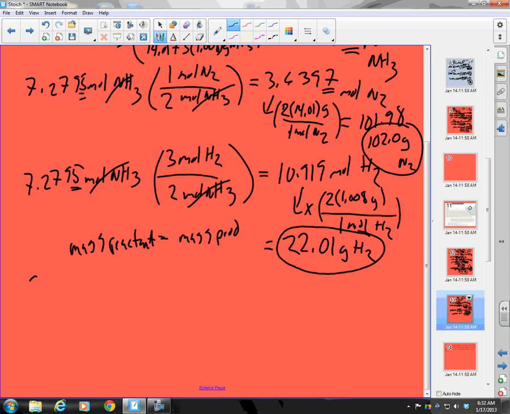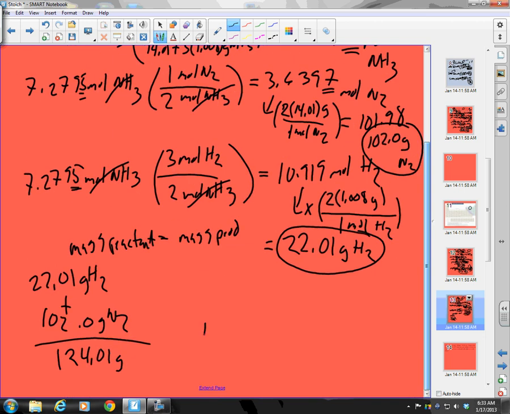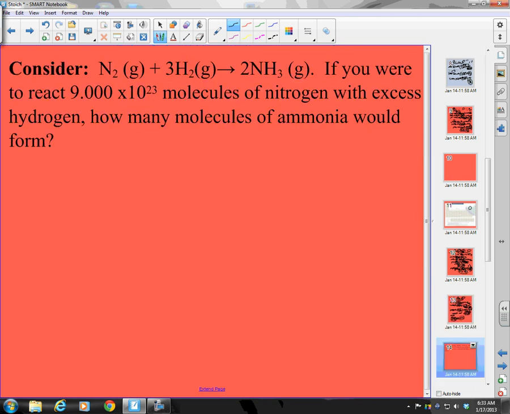Did this work? I had 22.01 grams of hydrogen as a reactant plus 102.0 grams of nitrogen. And what do I get? 124.01 grams of reactants. And on my product side, what did we start with? 124.0 grams. And that 01 here is what? It is based on rounding error, and that works, right? That's a way to double check that we did this correctly. Great. All right, you do the last one and we're done for the day.